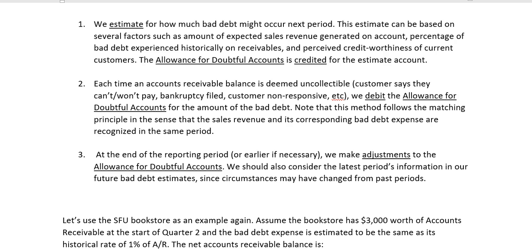Step 3, at the end of the reporting period, or earlier if necessary, we make adjustments to the AFDA. We should also consider the latest period information in our future bad debt estimates, since circumstances may have changed from past periods.